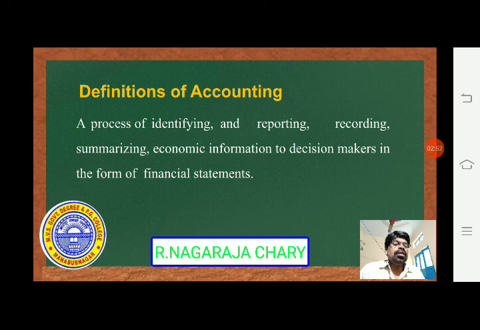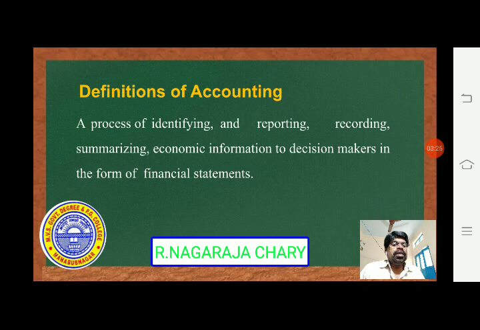So, what is the ultimate objective? All the business transactions are recorded in the books of accounts. Those records are to be identified throughout the year. This is a process of identifying all the business activities, all the business transactions. Those business transactions are to be reported to the concerned persons. Here, decision makers.